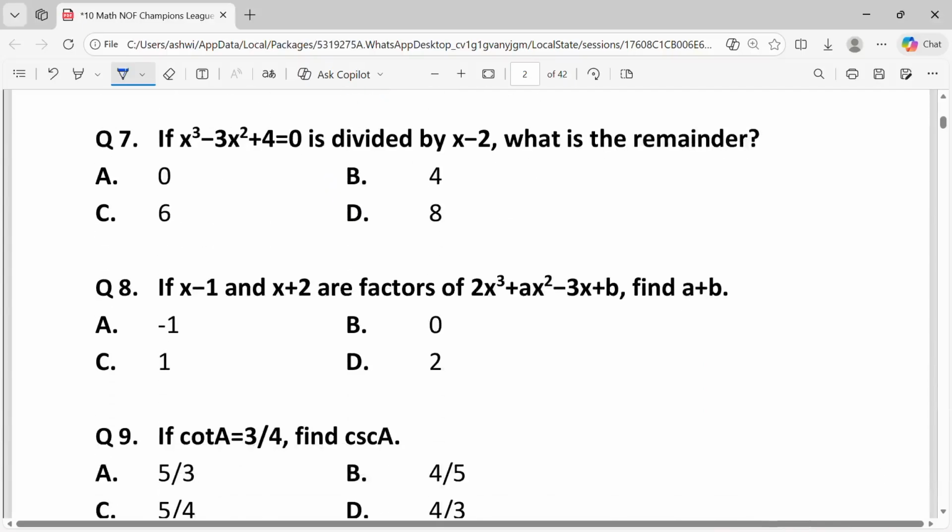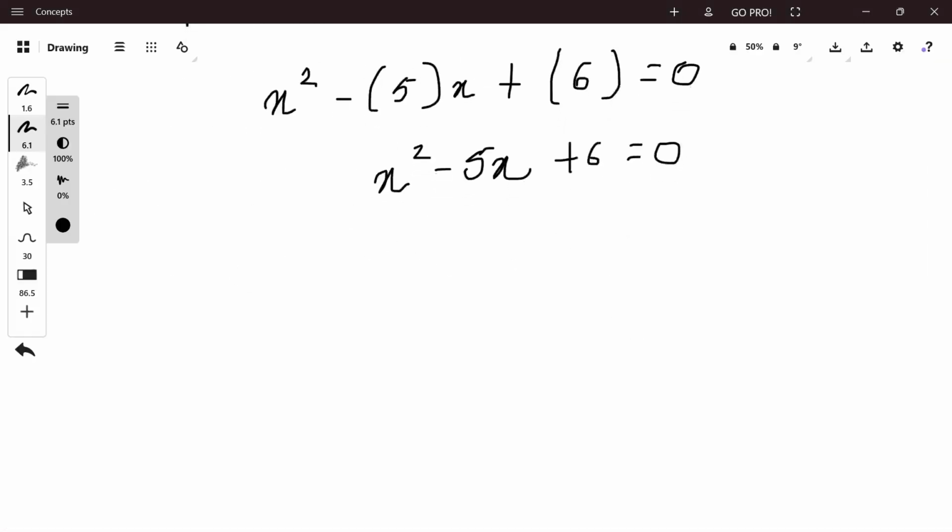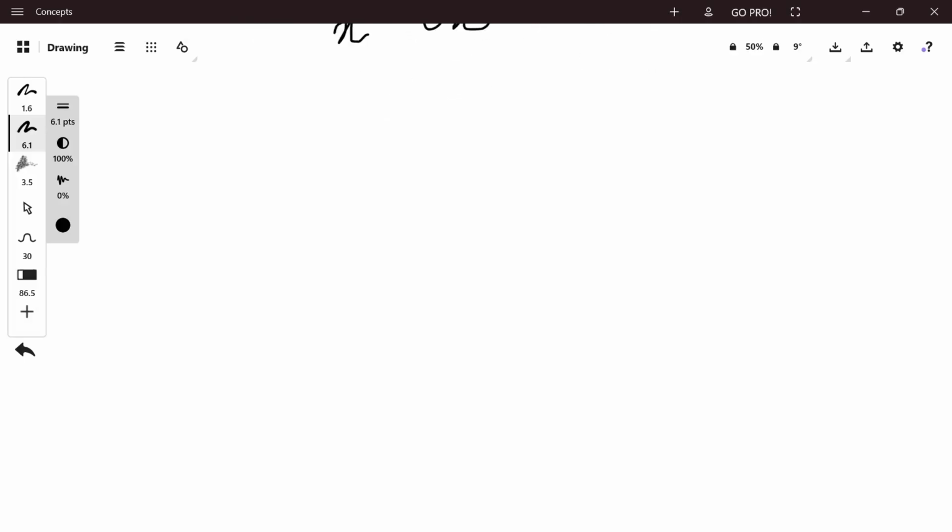Question 7. If x cubed minus 3x square plus 4 is divided by x minus 2, what is the remainder? The remainder theorem states that if a polynomial p(x) is divided by x minus a, the remainder is p(a). Here, p(x) is equal to x cubed minus 3x square plus 4, and the divisor is x minus 2. So a is equal to 2.